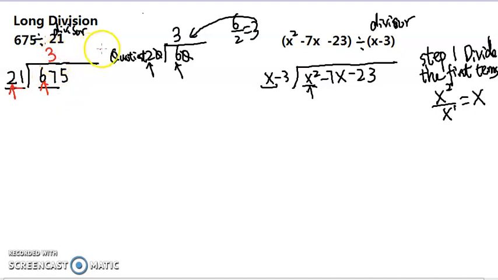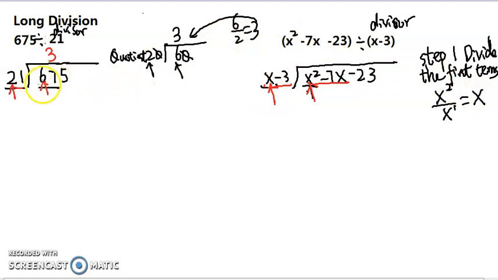That's the quotient. And the same thing, we want to figure out x minus 3 goes into x squared minus 7x how many times? But we're just going to look at the first terms. x goes into x squared how many times? In order to do that, you do division, x squared divided by x. So that's the first step.